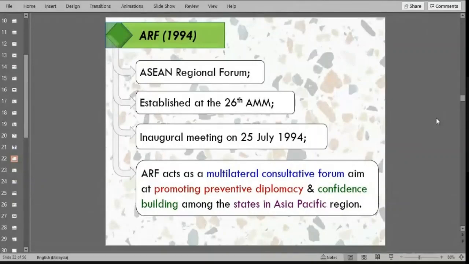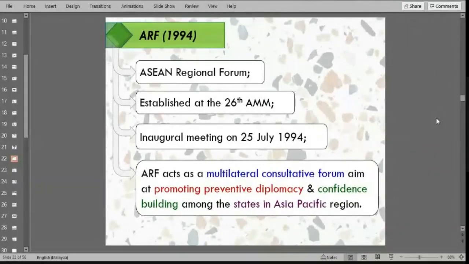So as a multi-country or multilateral forum, they are more of a consultative forum. They have consultations, discussions or talks. And the purpose of the talks is to promote basically two things. One is confidence building, and the second one is preventive diplomacy. Confidence building means that they try to build trust between the members of ARF, to build trust in order to prevent those countries from having any conflict. So if you build trust with each other, you are less likely to have conflict.